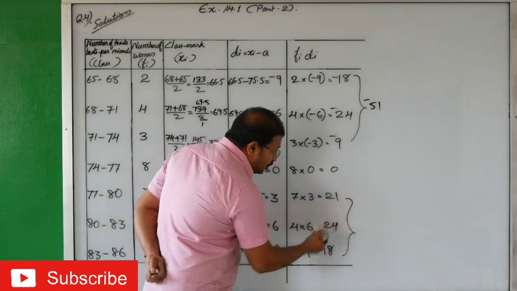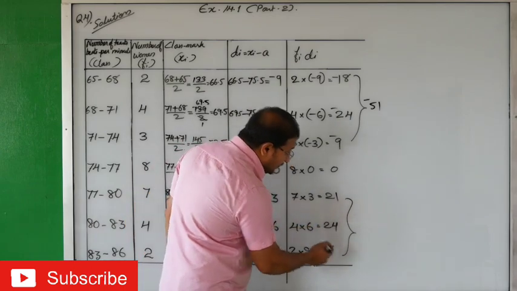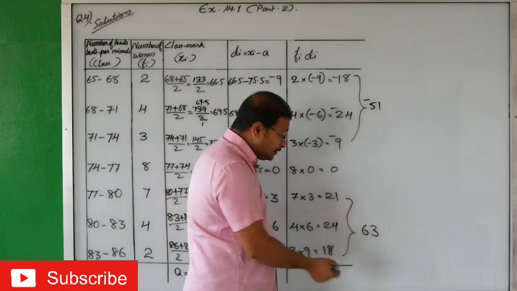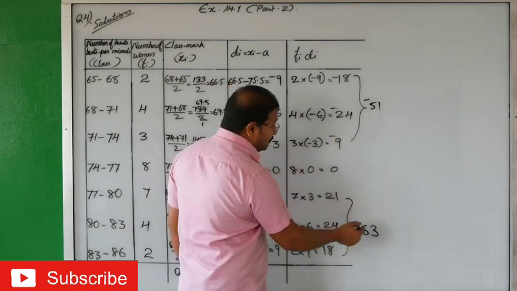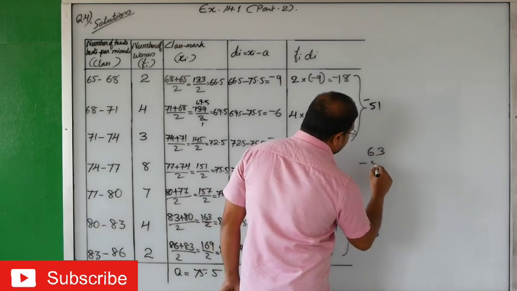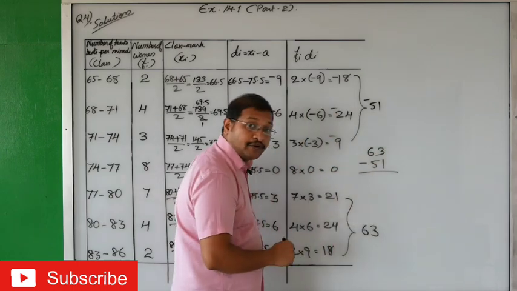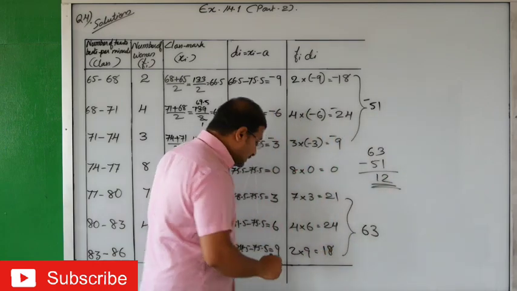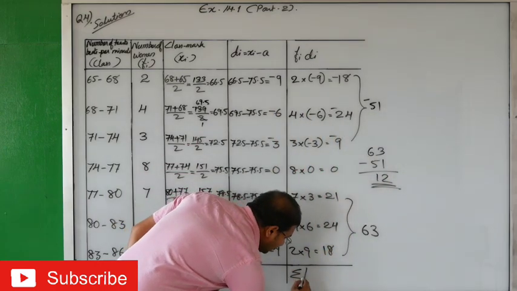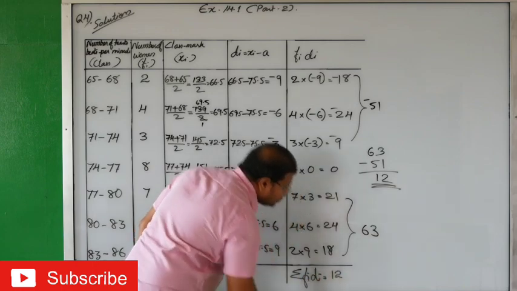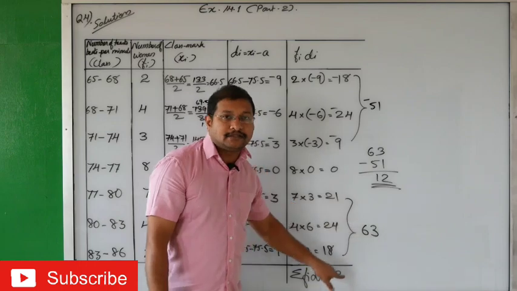So, when you add it 21 plus 24 plus 18, what you are going to get? 63. Ready? This is plus. So, plus and minus, what you will do? Minus. That means 63 minus 51. What you will get? 12. I hope you can understand. That means this part, sigma fi di equals 12. The bigger number is plus, so the answer is plus.